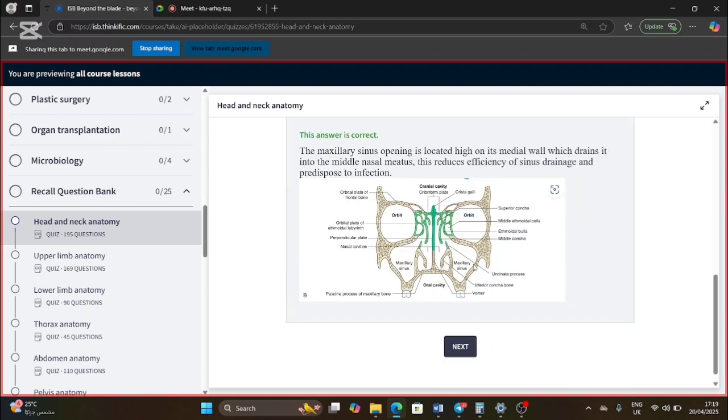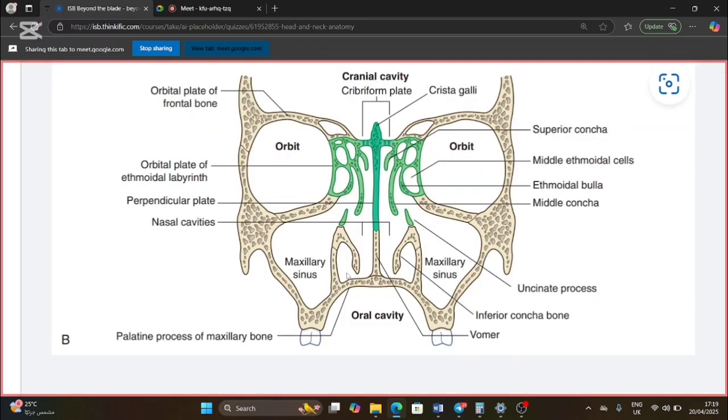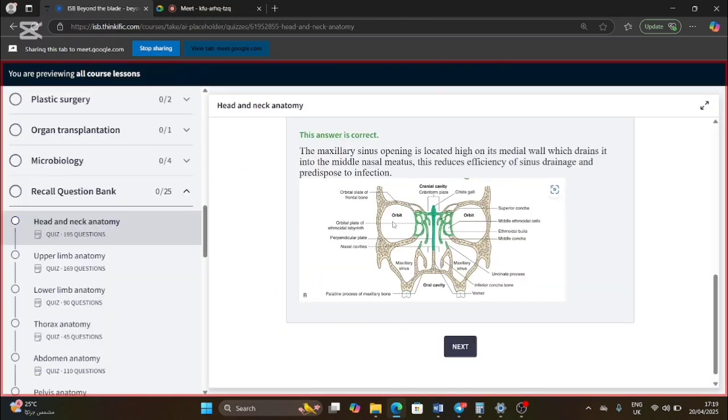As you can see in the diagram, this is the maxillary sinus, right? This is the other maxillary sinus. The ostium is very high in the wall. Do you see the opening into the nasal cavity? So there is some element of stagnation or stasis. Okay, let's look at the next one.